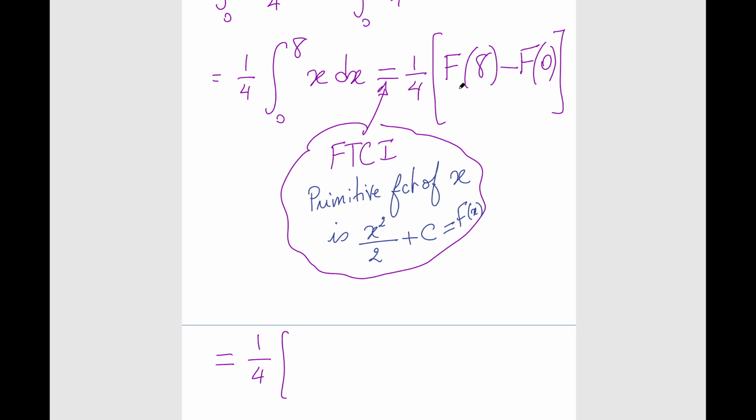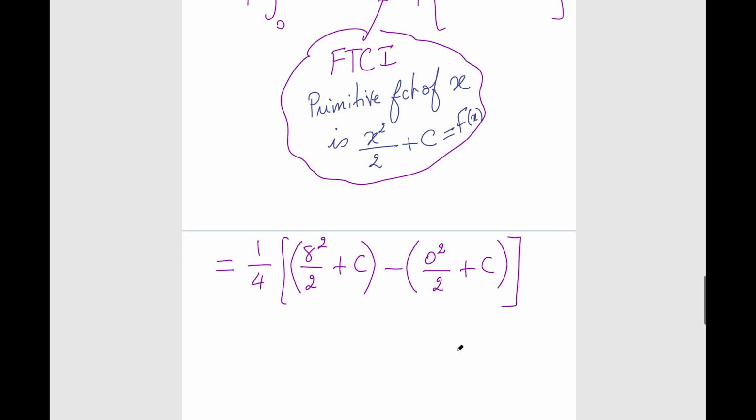Well, what's F of 8 if you take this guy? F of 8 is going to be 8 squared over 2 plus c. Replace x by 8, you get this. And minus F of 0. What's F of 0? It's 0 squared over 2 plus c. Am I correct on this? So F of 8, you take this primitive, you evaluate it at 8, you get this. And F of 0, you evaluate it at 0, you get this. All right? And what do you get?